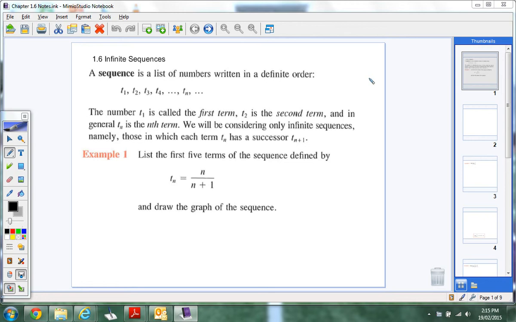Remember, a sequence is a pattern. An infinite sequence, which just means it's dot, dot, dot, goes forever. So you have your first term, second term, third term, fourth term, etc. We label those as T1, T4, whatever, T sub n. Okay. So example 1: list the first 5 terms of the sequence defined by T sub n equals n over n plus 1. So how would we find the first 5 terms?